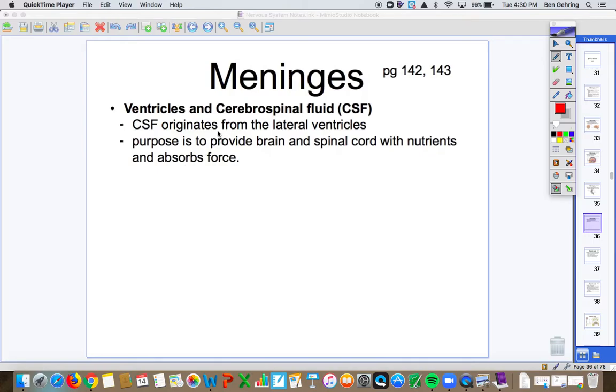Again, your cerebrospinal fluid originates in your lateral ventricles. Those first and second ventricles start producing cerebrospinal fluid. You get more of it as you get to your third and fourth ventricles, but the purpose is to provide the brain and spinal cord with nutrients as well as absorbing some shock, so you don't get the instant damage from bone on nerves that you would have if you didn't have the cerebrospinal fluid. So it acts as a lubricant, an oil, kind of a cushioning gel.